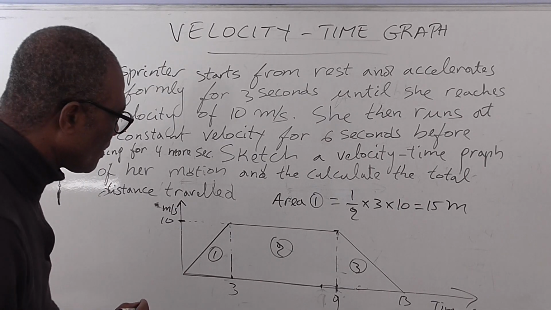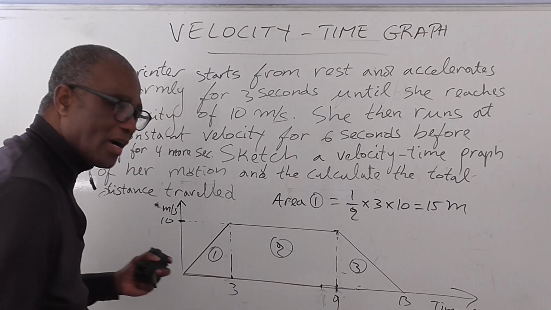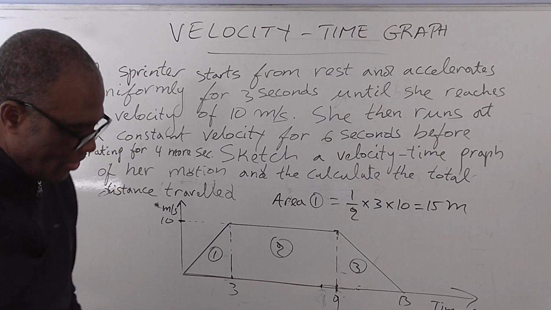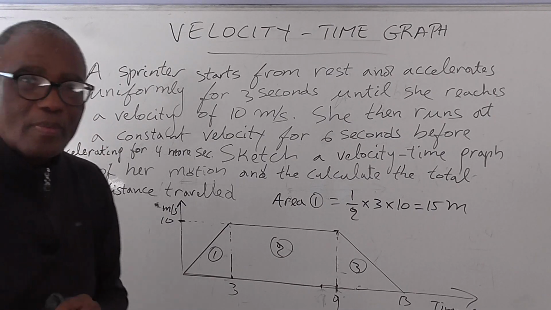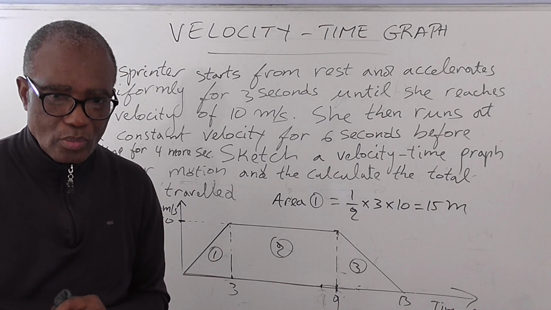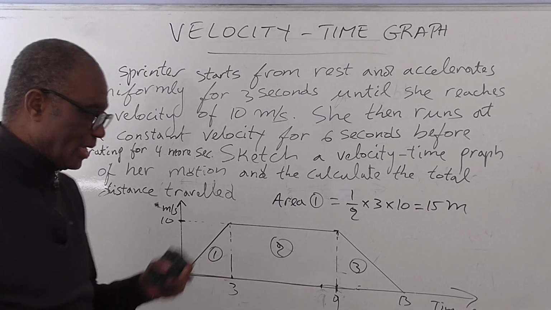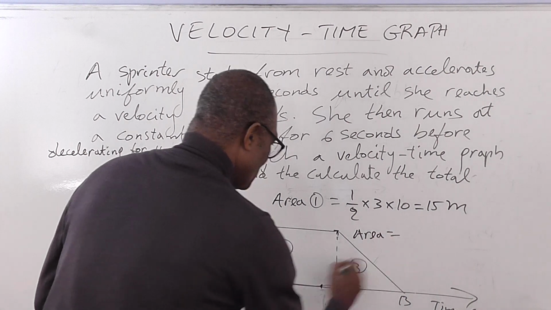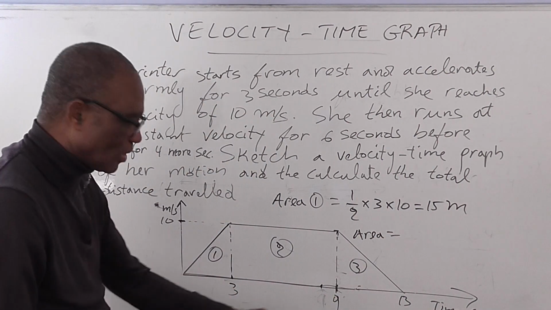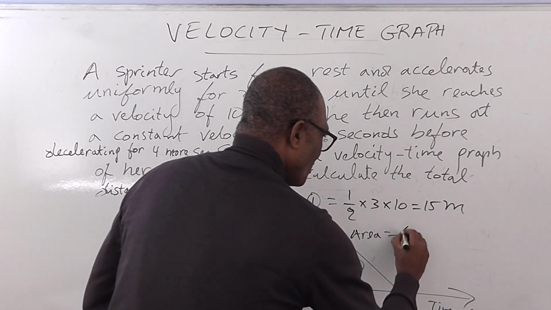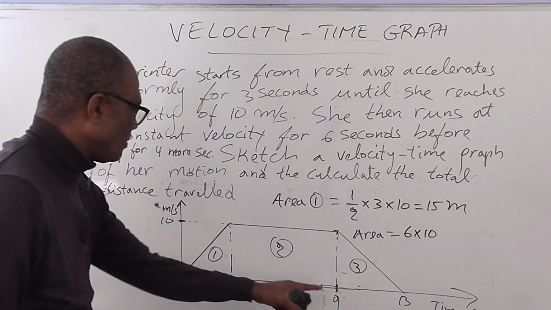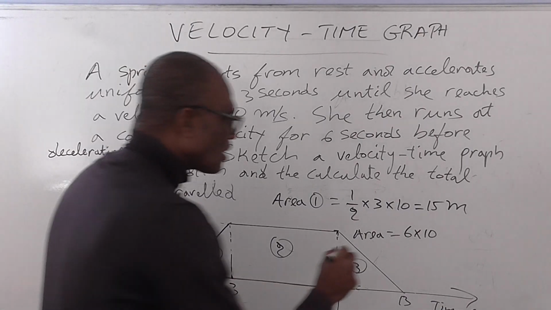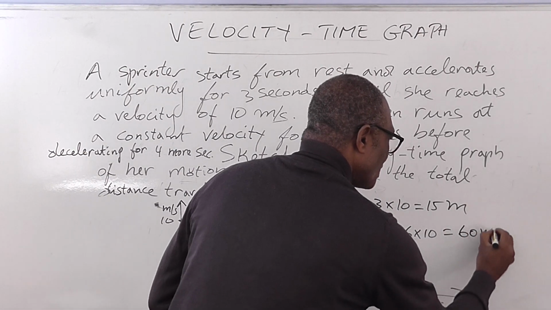The area 2 is a rectangle. The rectangle is length multiplied by the width. What is the length here? 6. Yes. So area 2 will be 6. So here to there is 6. So 9 take away 3 is 6. 6 multiplied by 10. Okay? 6 multiplied by 10. We get what? 60 meters.